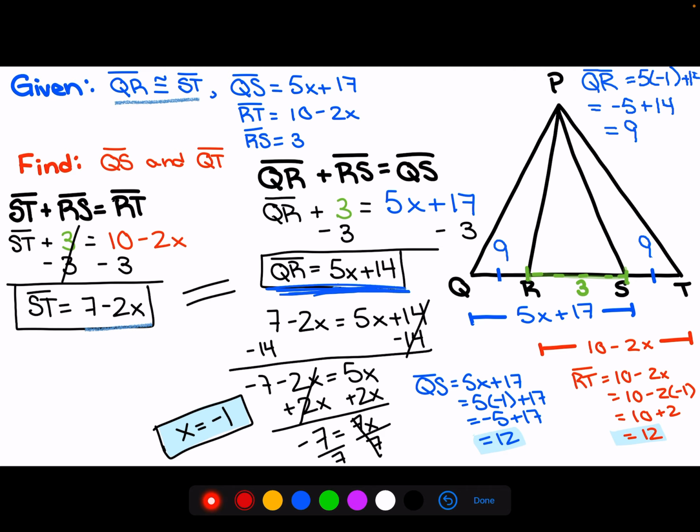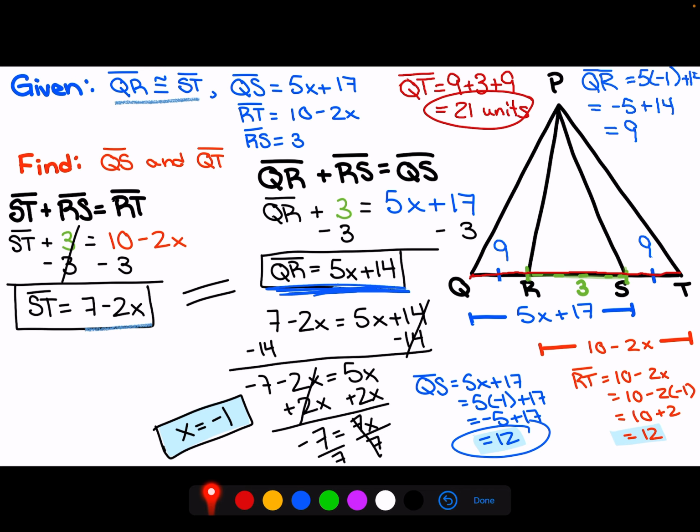And then for QT, QT is equal to 9 plus 3 plus 9. The whole thing. Q to R, R to S, S to T. That will give us 21 units. So our answer is 21 units for QT and 12 units for QS. And that is our answer. And also from here we can see that they are congruent. So QS and RT, those are congruent segments as well.